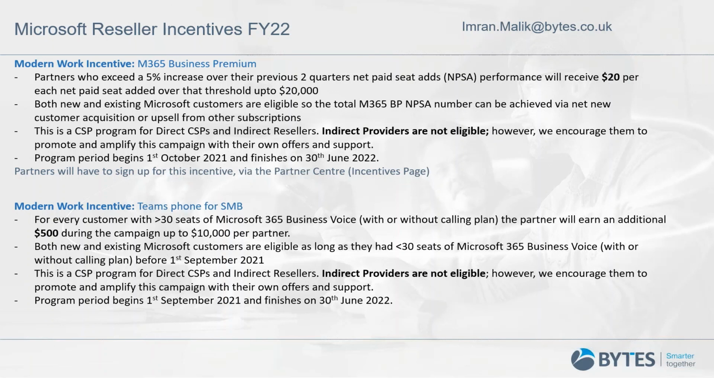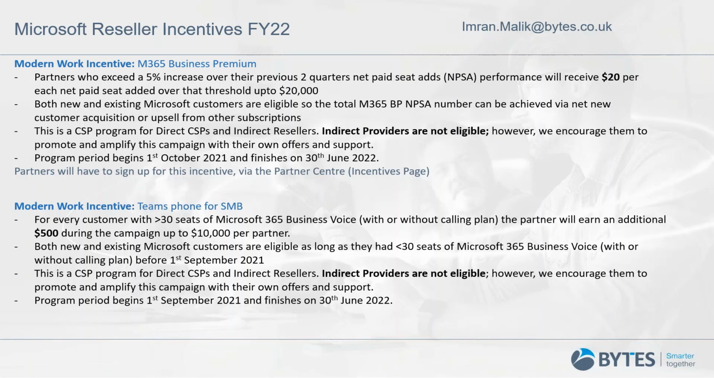There are two incentives that have been released this year. One is the M365 Business Premium. Any partner that increases their net paid seats or MPSA performance will receive $20 per seat, with a threshold of up to $20,000 per partner. That's a fantastic one if you are looking to drive M365 Business Premium across your customers. The incentive begins on the 1st of October. You would have received an invite from Microsoft via email. If not, go onto your partner center, and under membership and incentives, there should be a notification. If you don't see it, raise a support ticket and Microsoft will send you the invite.